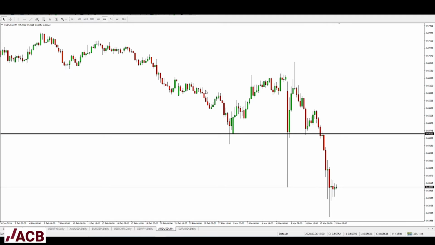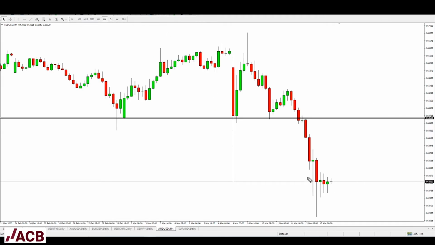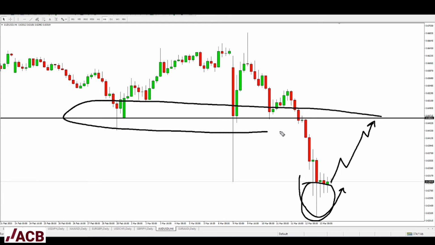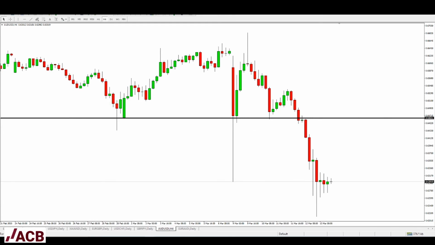Next up is AUD USD, which is kind of halted here. You can see we found some interesting structure here where I think it's possible we're finding some buyers down in these lows, where price could make a shoot back up to a level such as this one here. Just my opinion there on AUD USD.